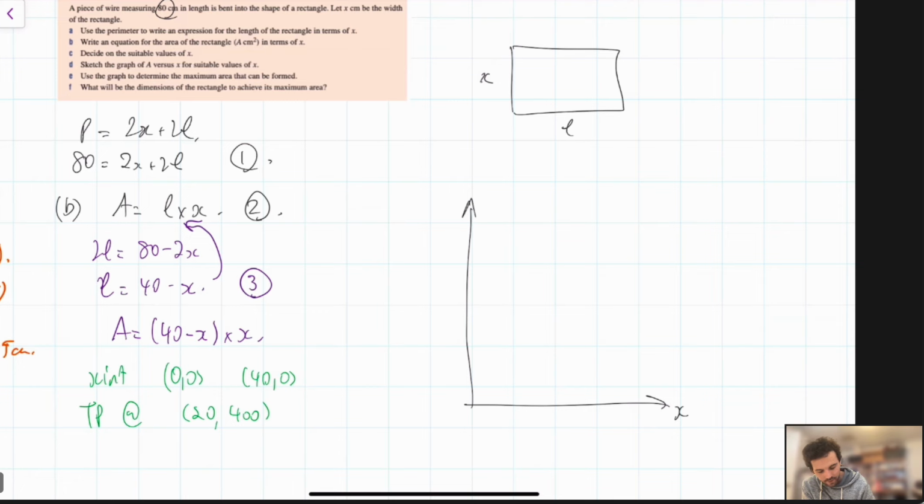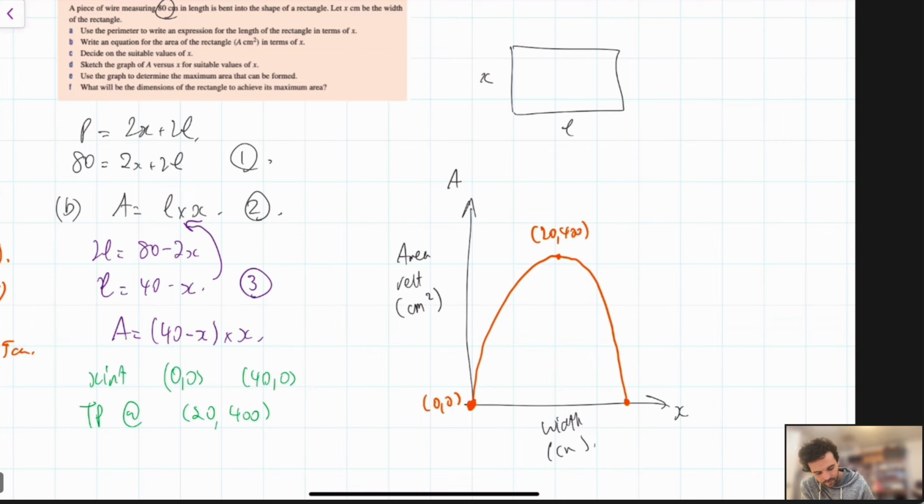Okay, x, area of rectangle, and this is going to be centimeters squared, and this is going to be the width, and this is centimeters. Put in our key points. We've got (0, 0), we've got (40, 0), and in between we've got a 20. Okay, we've got a graph there. Let's label those, and then let's talk about answering the rest of these questions.